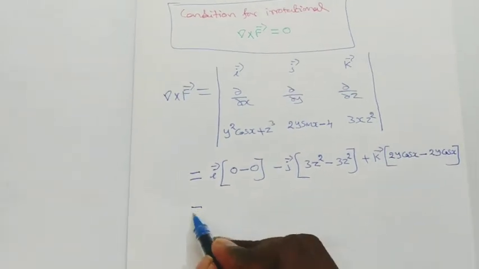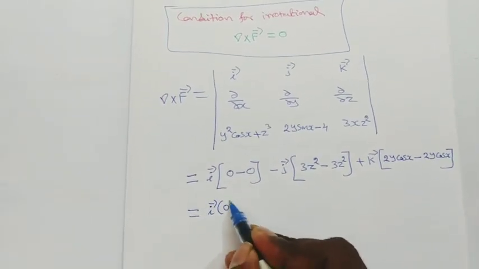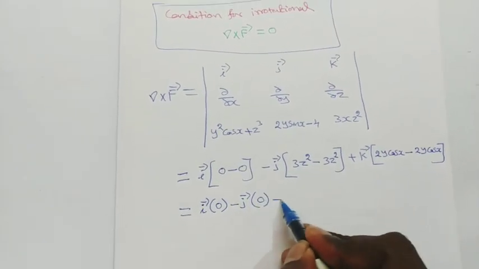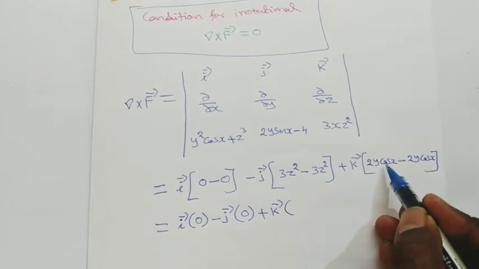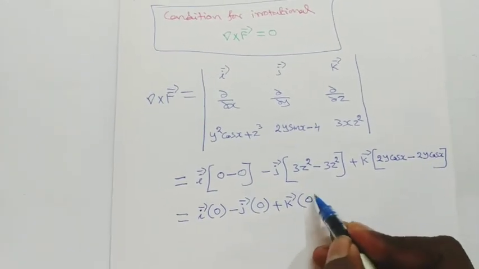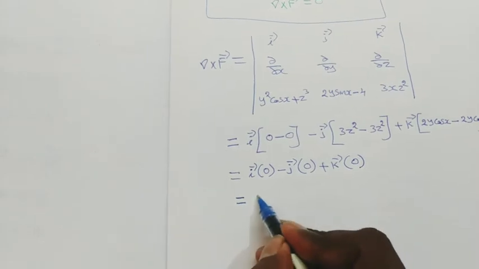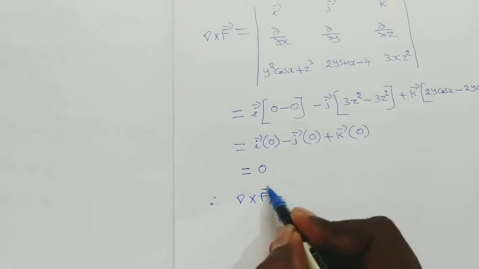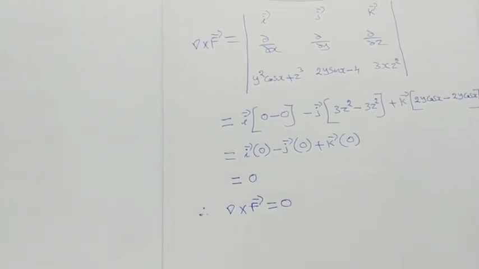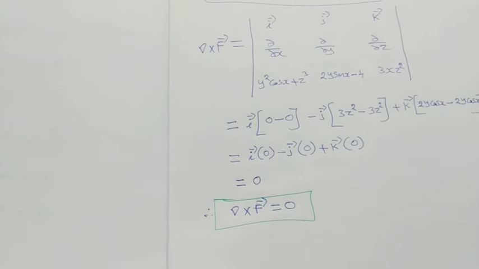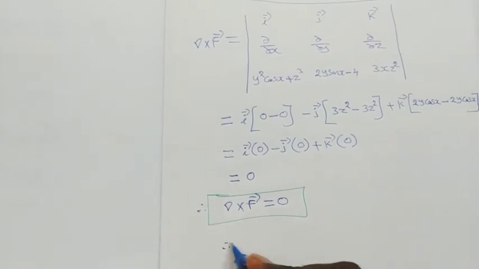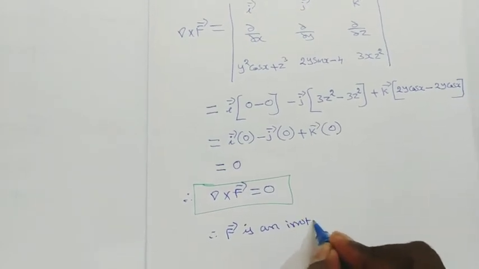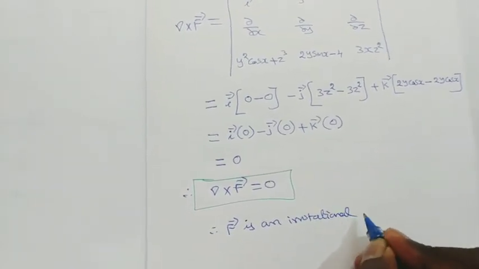Okay, so now i vector into 0 minus 0, 0, minus j vector into 3z² minus 3z², 0, plus k vector into 2y cos x minus 2y cos x, it is also 0. So each term 0, therefore the total value 0, therefore del cross f vector is equal to 0. Therefore f vector is an irrotational vector.